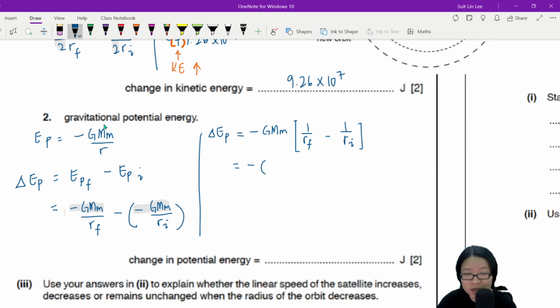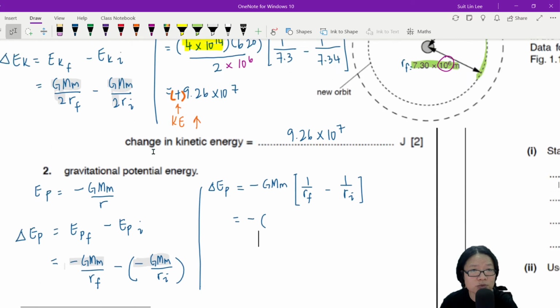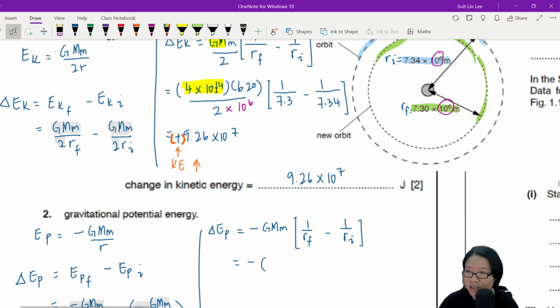So negative. Do we have GM, ladies and gentlemen? Oh, yes, we do. 4 times 10 to the power of 14. Okay, I copy here. 4 times 10 to the power of 14. You can always flip to the front part of the question to double check. Mass of the satellite is 620. Okay, so finish already. Oh, nothing else.